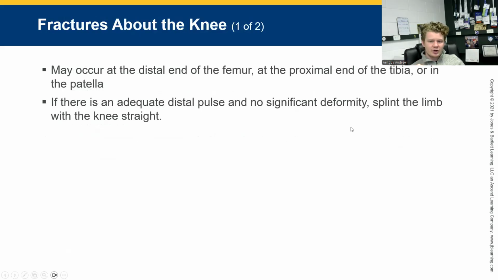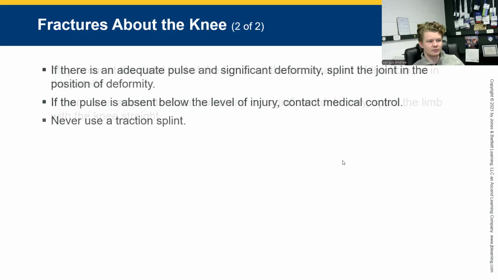Distal femur fractures or proximal tibial fractures, or fractures of the patella themselves. If it doesn't look too bad, we splint the limb and keep the knee straight. In our case, that's what we're going to do no matter what, unless we have those absent pulses. And then we might apply traction to see if we can line something up. And if that works, then it does. And if it doesn't, then we'll just splint it and move on. Never use a traction splint on these. We use traction splints only for our mid-shaft femur fractures.